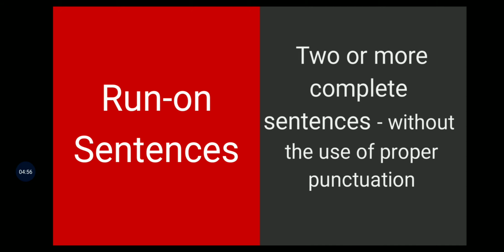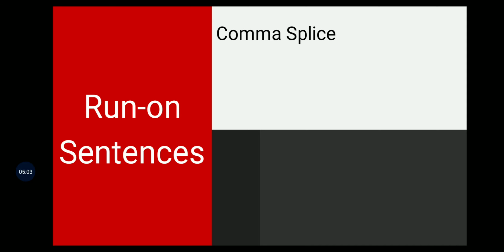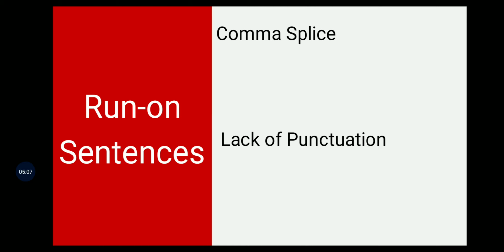So an improper use of punctuation can lead to run-on sentences. There are two forms of run-on sentences. Firstly, we have something called a comma splice. Next, we have something called lack of punctuation.